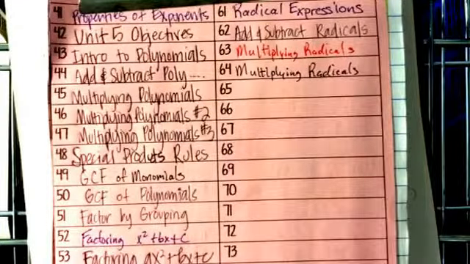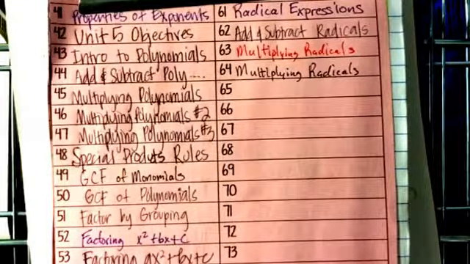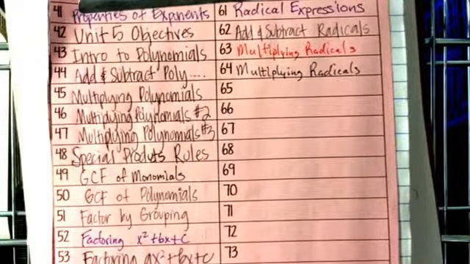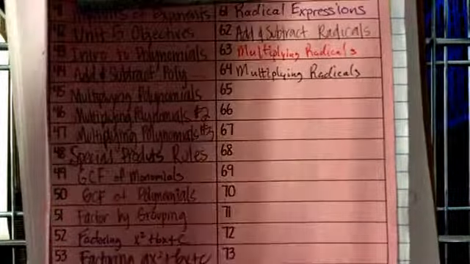So we're multiplying radicals, part 2. Once we've got that written down, flip over to page 57 for our objectives.